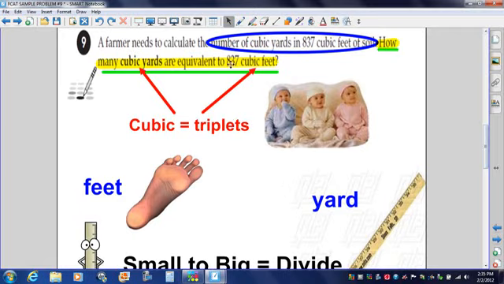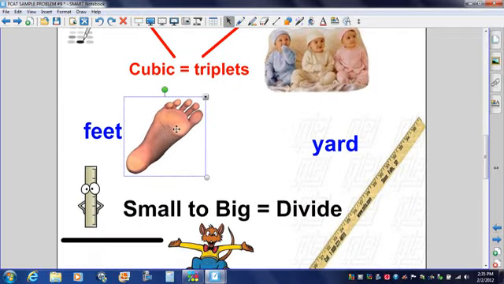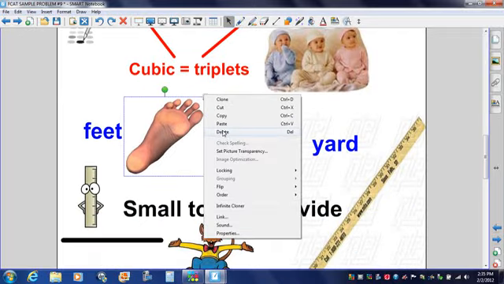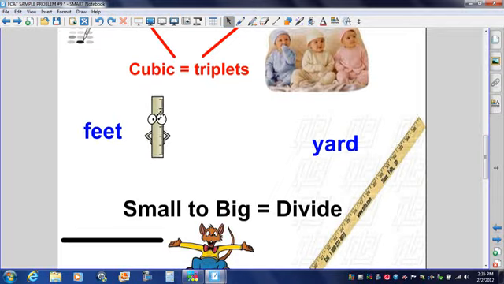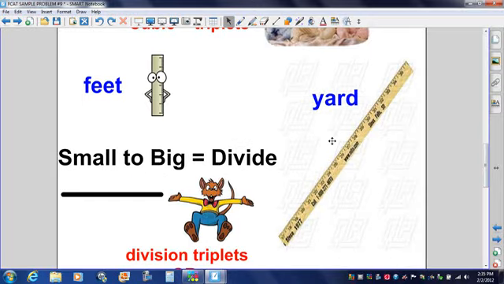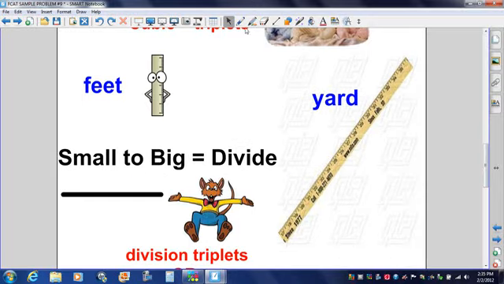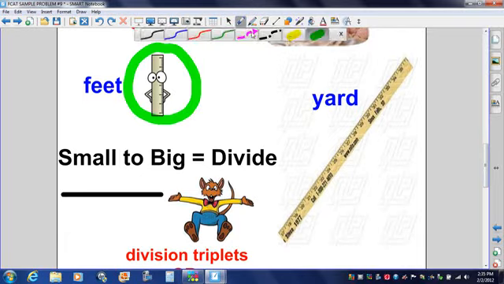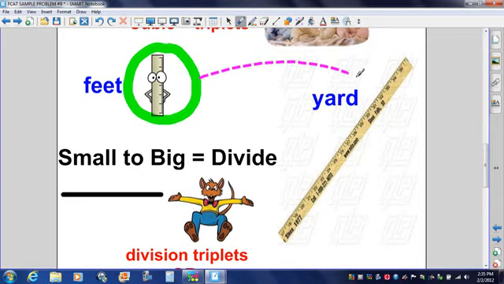We're trying to figure out 837 cubic feet is how many cubic yards. So we have our feet. Oh, wait, sorry. Wrong kind of foot. There we go. We got a ruler. And we have a yardstick. So, visual people, you should be able to see I'm going from a smaller unit to a larger unit. Or I'm going from a small unit to a big unit.